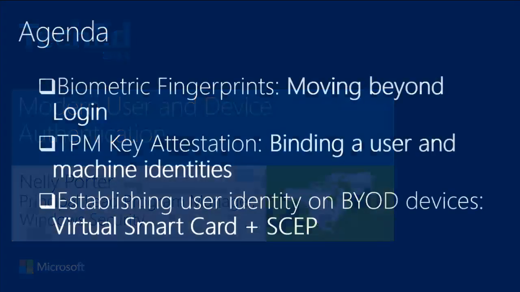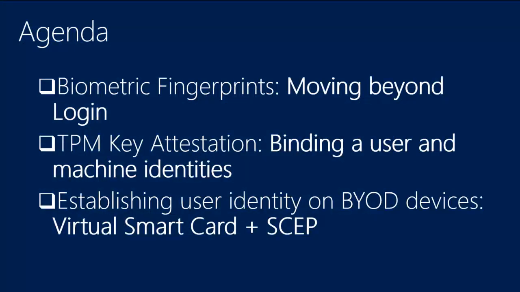Okay? So let's start. Today, I will talk about 3 topics. And despite the fact that they look slightly unrelated, they're all related to each other. First, we will talk about biometrics, and what we've done with Windows 8.1 around these very convenient user authentication methods. The second one I will cover today is going to be about TPM key attestation.